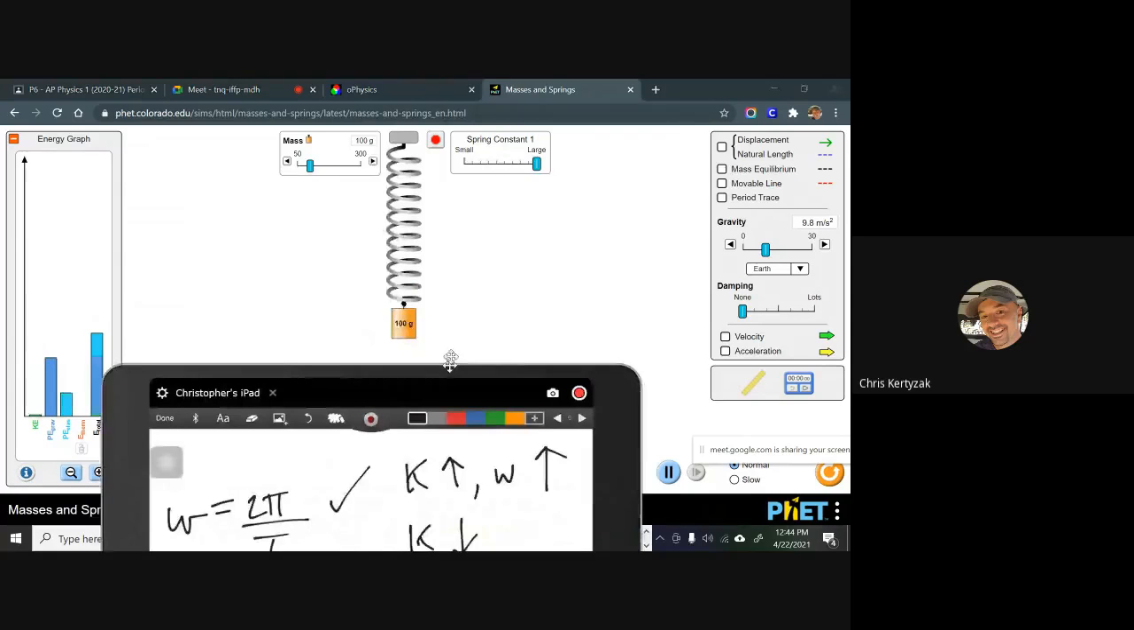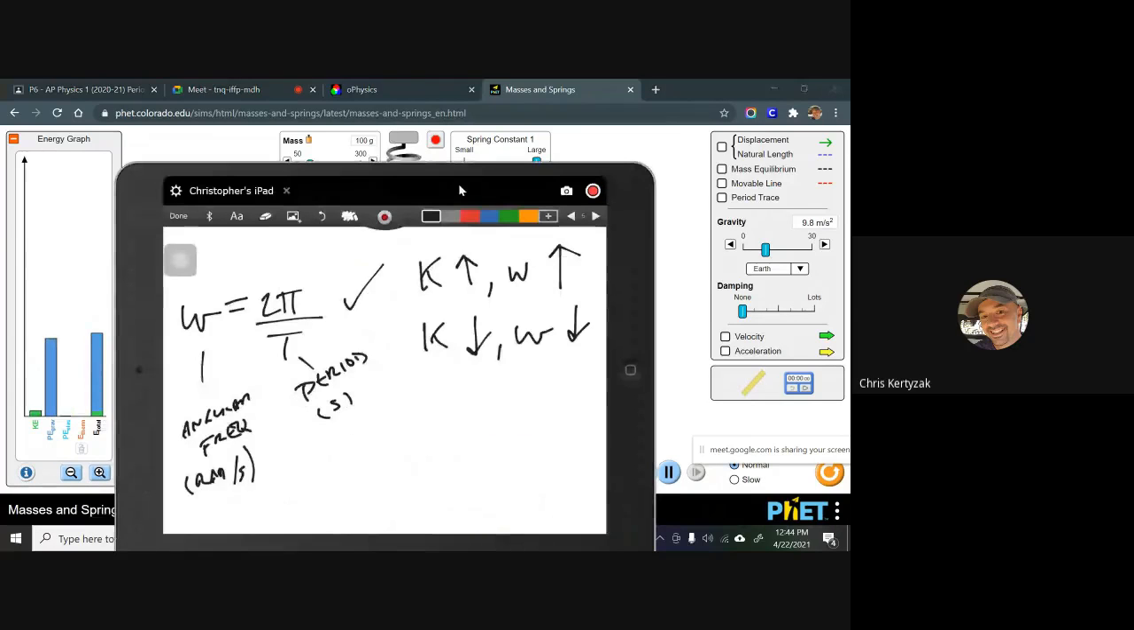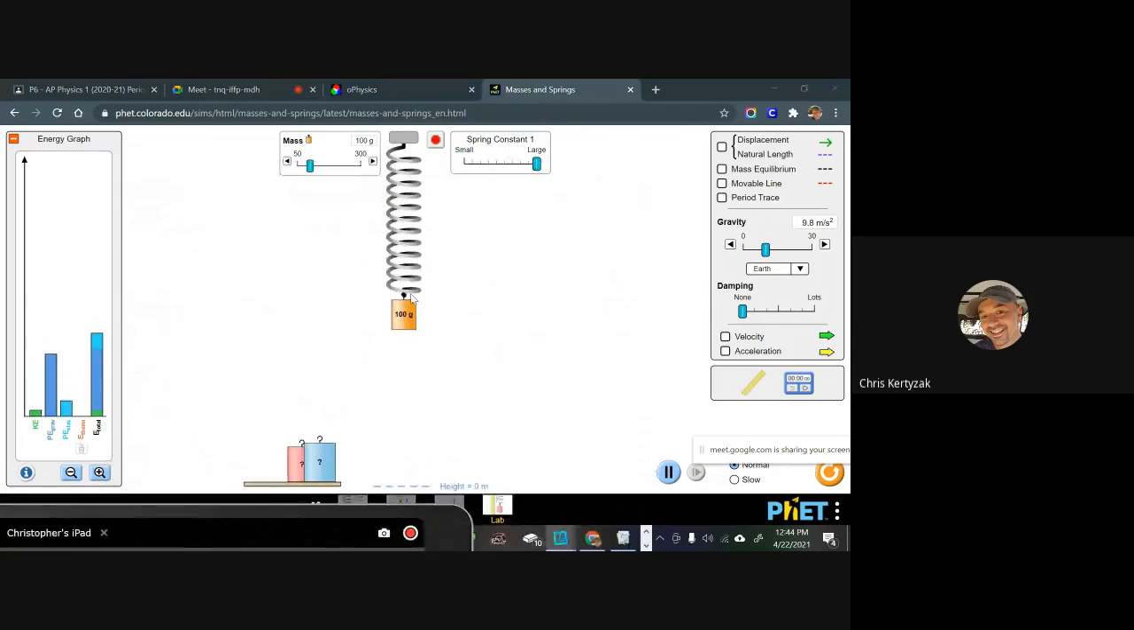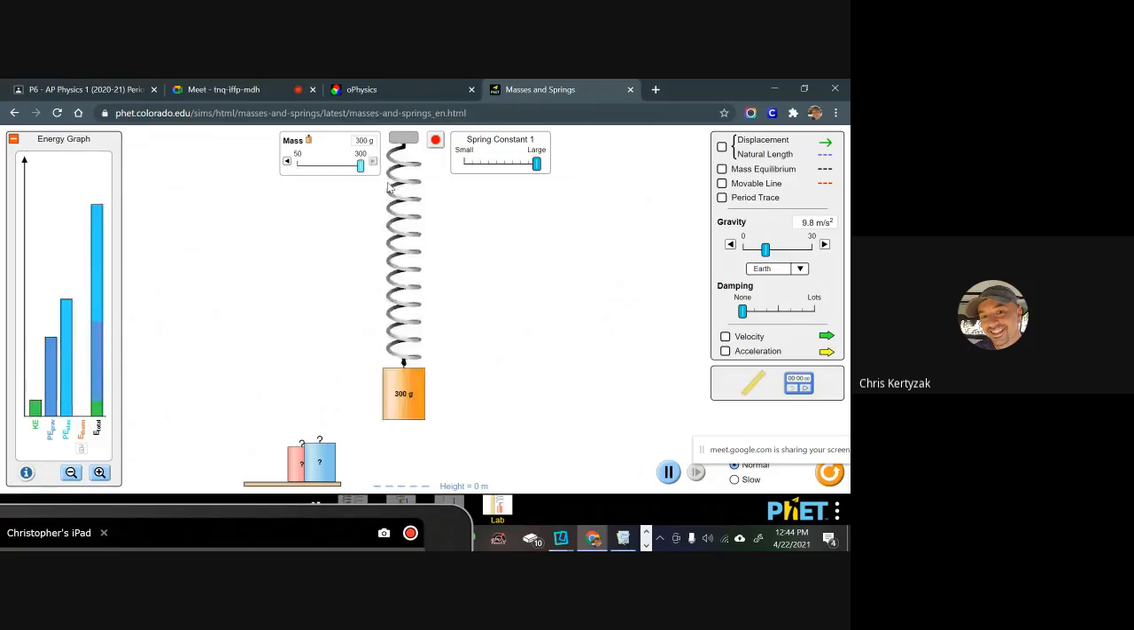We also see how the mass affects it. Let's just say we leave it like this, it's going through, there's some omega that we're seeing now. If I increase the mass, omega goes down. Mass goes down, omega goes up. Mass goes up, omega goes down, right? An inverse relationship there.